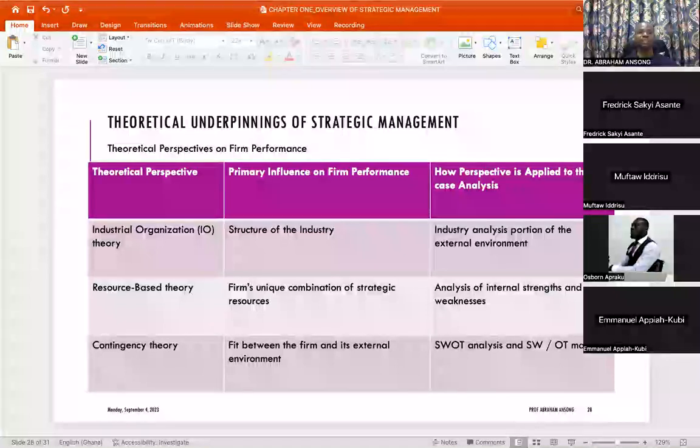Contingency says you need a fit between the firm and its external environment. And so you need to make sure that there is a match between your strengths and weaknesses, as well as your opportunities and threats in the external environment. All right.